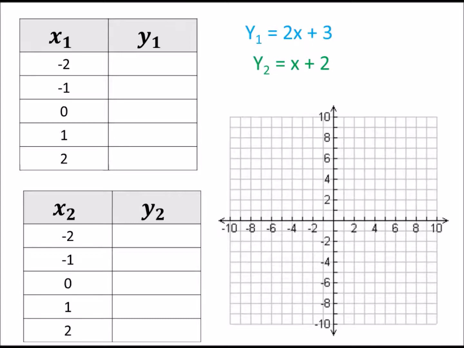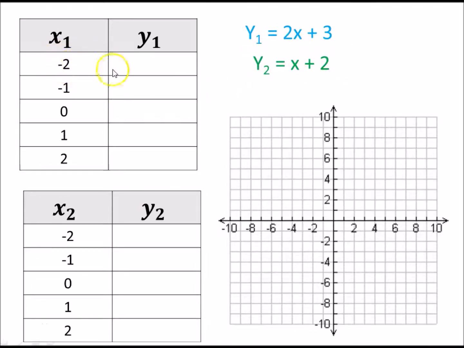What we do is we're going to use a table and substitute the x values into the equation. But notice in this case we have two equations. I have y1 and I also have y2, so I created two tables. We call this x1, y1, which we're going to use to substitute into this equation. And then we also have x2, y2, and we're going to substitute into the second equation right there.